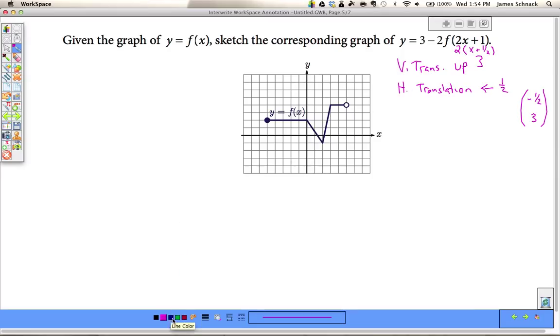But I'm waiting on that stuff. I don't want to do anything with the translation yet. I first want to do my stretches. And in this problem, there's both horizontal and vertical. There's a horizontal stretch with a scale factor of 1/2. There is a vertical stretch with a scale factor of 2. And what's the deal with the minus? Well, that's a vertical reflection.